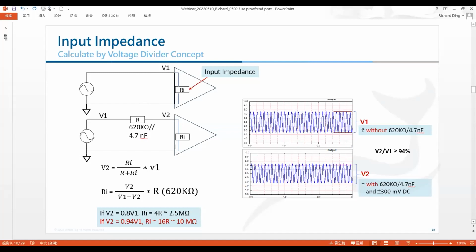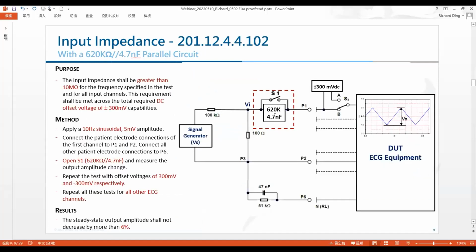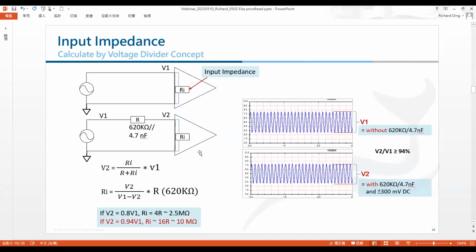So here you can see this is without the 620 kilo ohm parallel circuit, and we get V1. Then open the switch S1 and add on the 620 kilo ohm. With the input impedance, we get a power divider here. So V2 equals the power divider formula here.